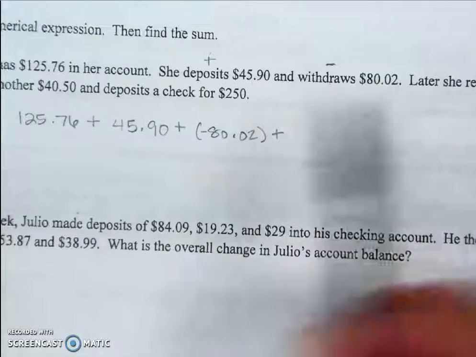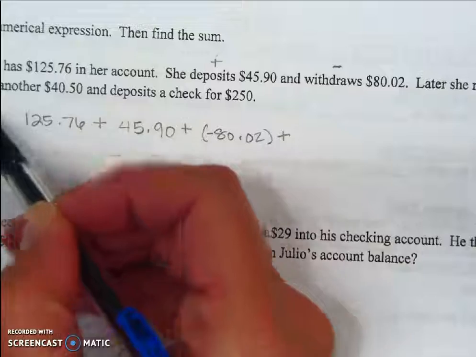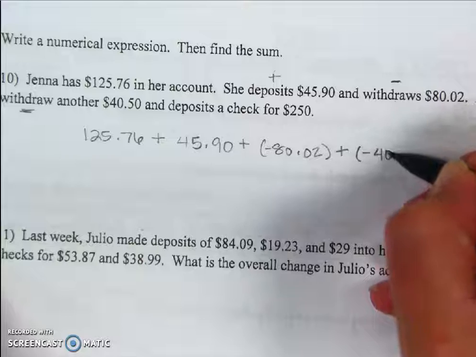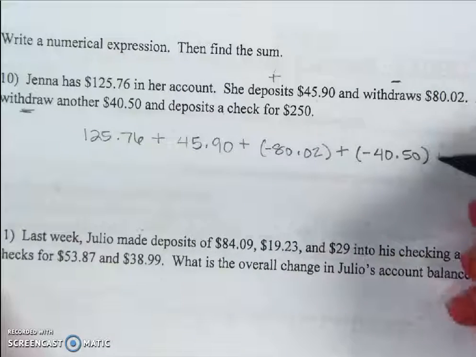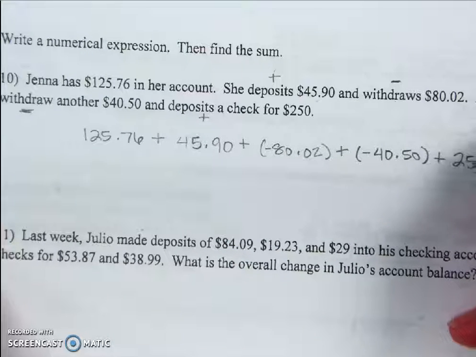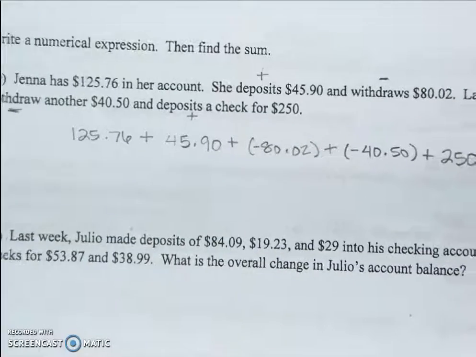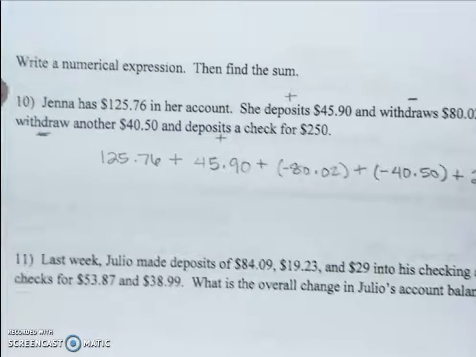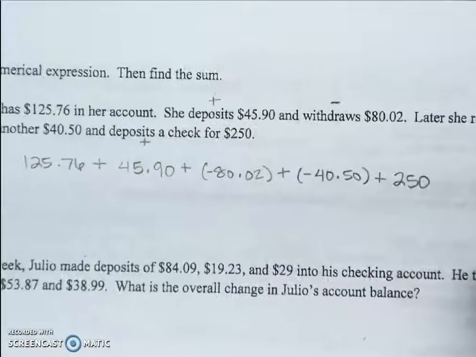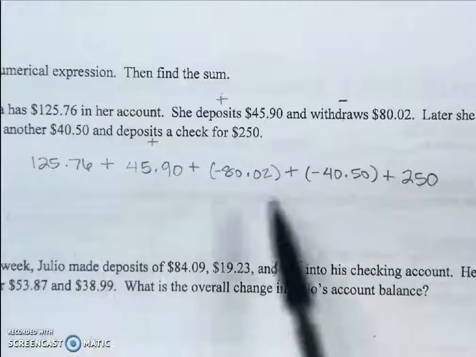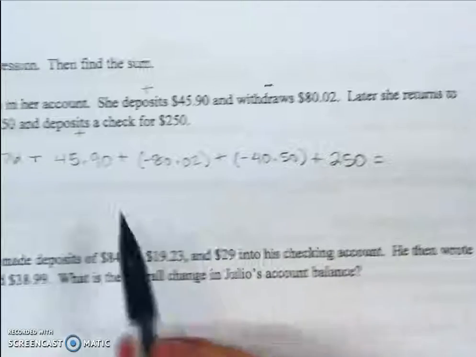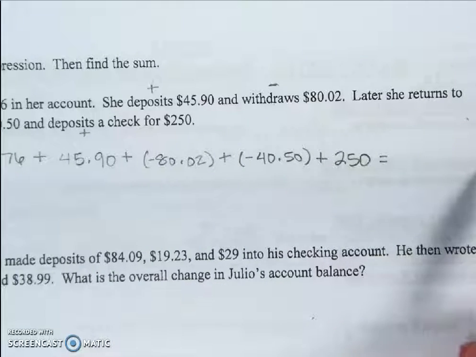It says later she returns and withdraws. Withdrawing is negative. So she's going to withdraw negative $40.50 and then deposit a check for $250. So that's just $250. If we wanted to write $250, we would write it with a decimal and zero behind it. So it says write a numerical expression, then find the sum. And so we're going to go ahead and find that sum now. So here is our overall math problem that we have to work out. And then we have to find the overall sum. So there's our numerical expression, equals, and we'll leave a spot for our answer.